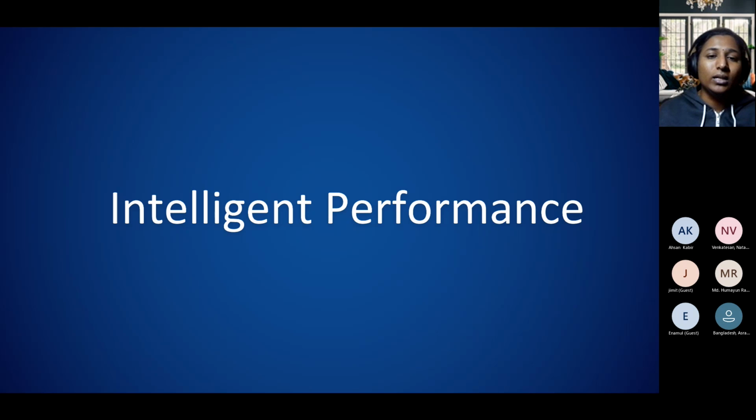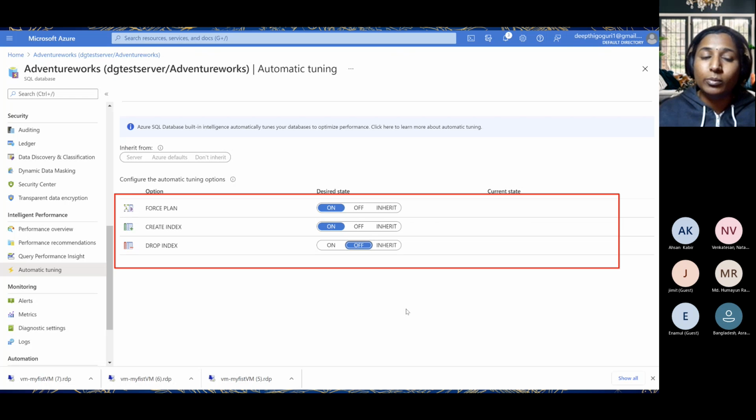Let's talk a little bit about intelligent performance, which includes force plan information and create index. This force plan feature actually uses the Query Store. It will continuously monitor the execution plans, and it will always force the last good plan automatically for you. You don't have to manually force the plans. That's the force plan you have.